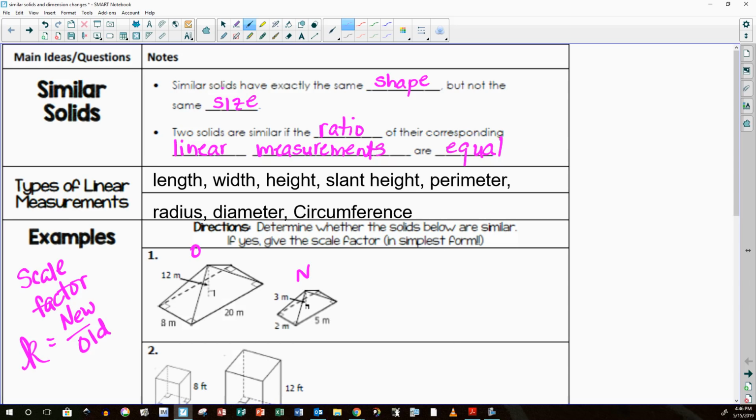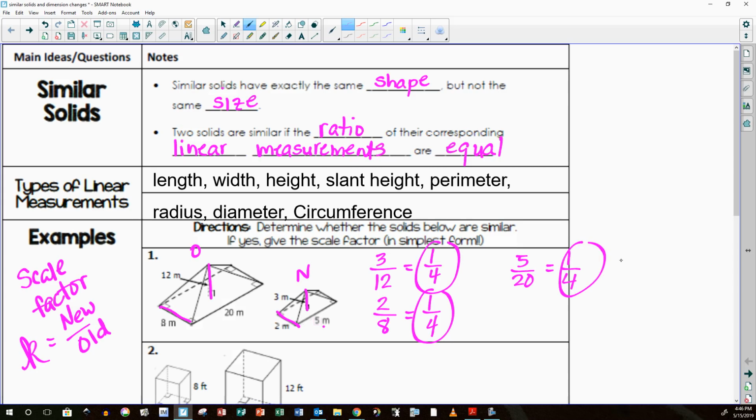So let's look and compare. The first thing I'm going to compare is their heights. New over old would be 1/4. Then I'm going to compare their widths. New over old would be 2/8, which reduces to 1/4. And then their lengths. New over old would be 5/20, so that would be 1/4. Since they all have the same scale factor, yes, they are similar. The scale factor is 1/4.